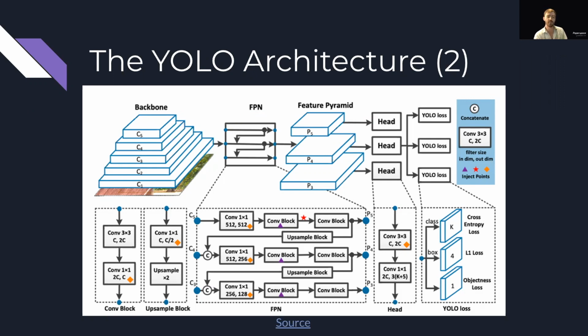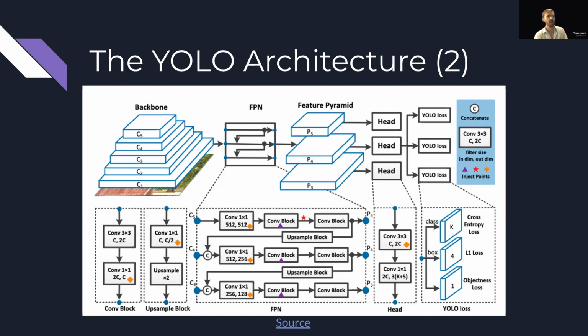The top-down pathway hallucinates higher resolution features by upsampling the spatially coarser but semantically stronger feature maps from higher pyramid levels. These features are then enhanced with features from the bottom-up pathway via lateral connections. Each lateral connection merges the feature maps of the same spatial size from the bottom-up pathway and the top-down pathway. The bottom-up feature map is of lower level semantics, but its activations are more accurately localized as it was subsampled fewer times.